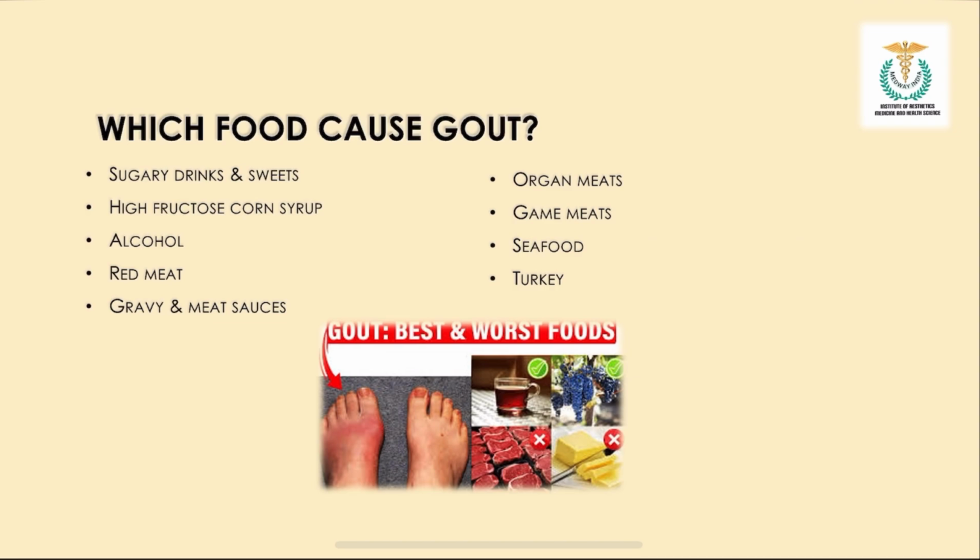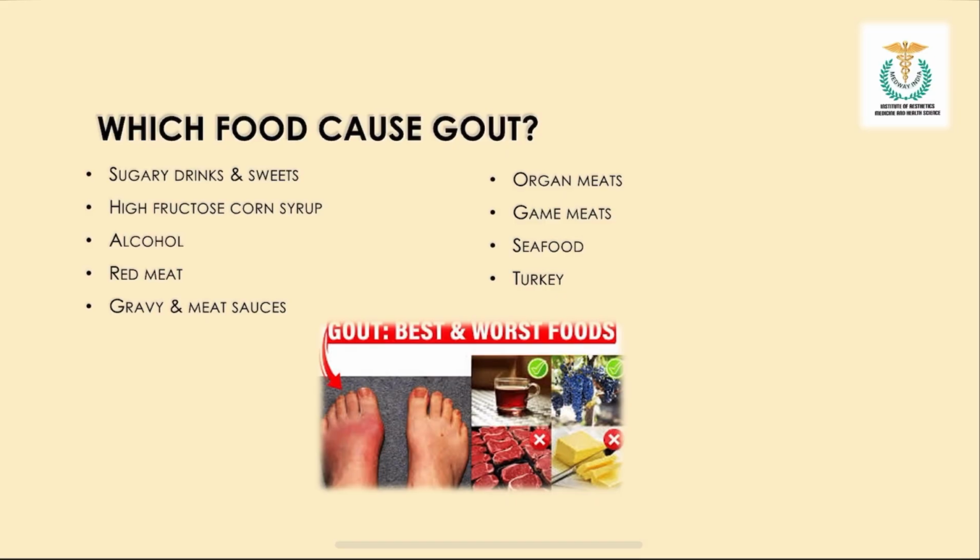High fructose corn syrup is a concentrated form of fructose, which can be seen in packaged food products and processed snacks, and these contain a lot of high fructose corn syrup. Alcohol. Even though not all alcoholic drinks are high in purines, alcohol prevents our kidneys from eliminating uric acid, pulling it back into our body where it continues to accumulate.